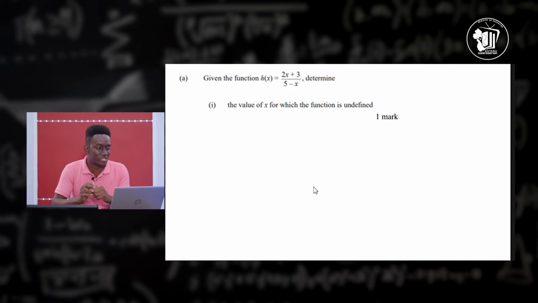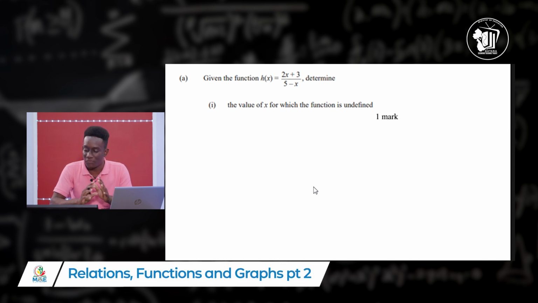So let's go. The first question says, given the function h of x is equal to 2x plus 3 all over 5 minus x, determine, 1, the value of x for which the function is undefined. You can go ahead, pause, and then I will work this question. So we want to determine the value of x for which h of x is undefined. This is a very simple question. That is why it's worth 1 mark.